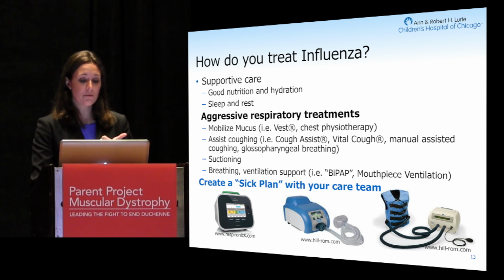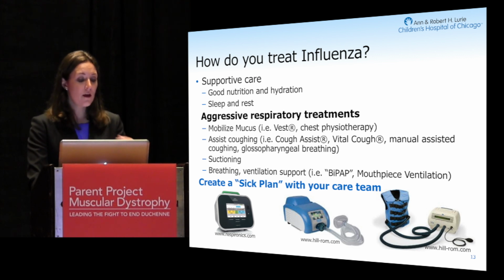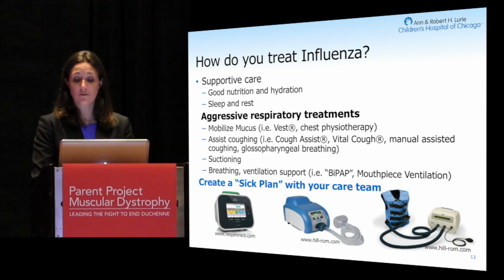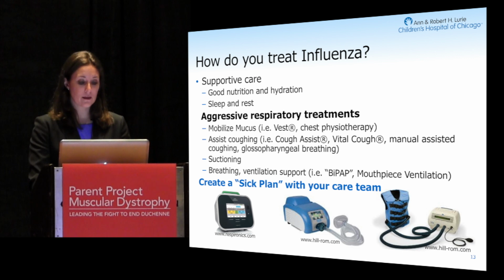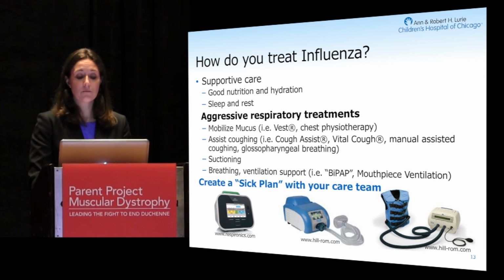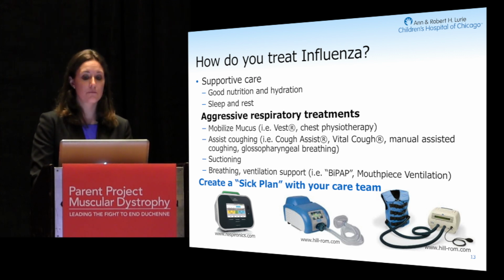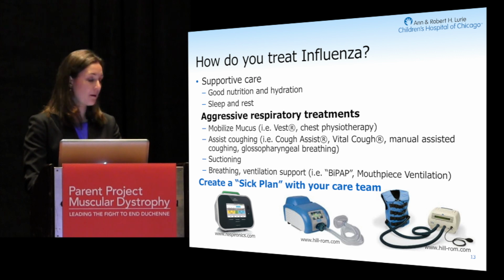So some patients have been prescribed things like a vest, or parents and caregivers have been taught how to do chest physiotherapy. There's assisted coughing devices like the Cough Assist and the Vital Cough, but there's also ways you can manually assist somebody with coughing. Some individuals are trained in glossopharyngeal breathing. You may have suctioning at home. This can help clear some secretions. And then you may have some breathing or ventilation support, so BiPAP or mouthpiece ventilation, sip and puff, etc. And just a plug for making that sick plan with your care team, because it can really help in situations like this.